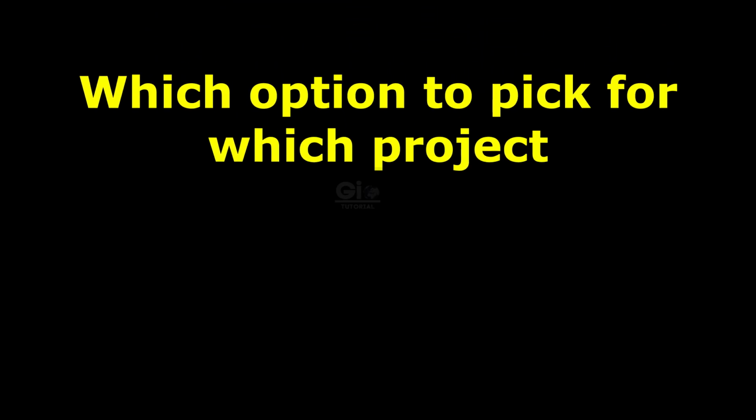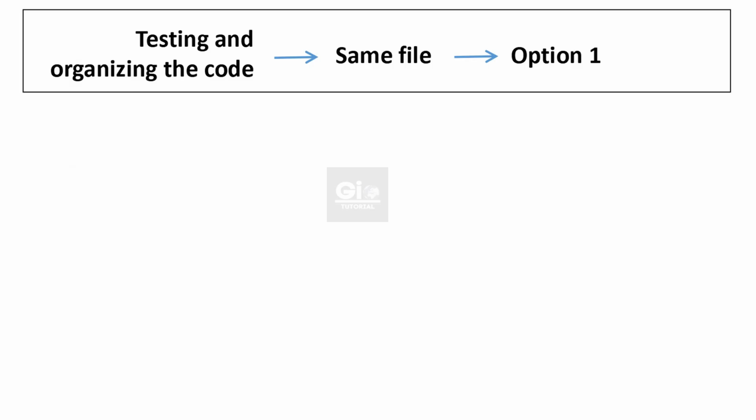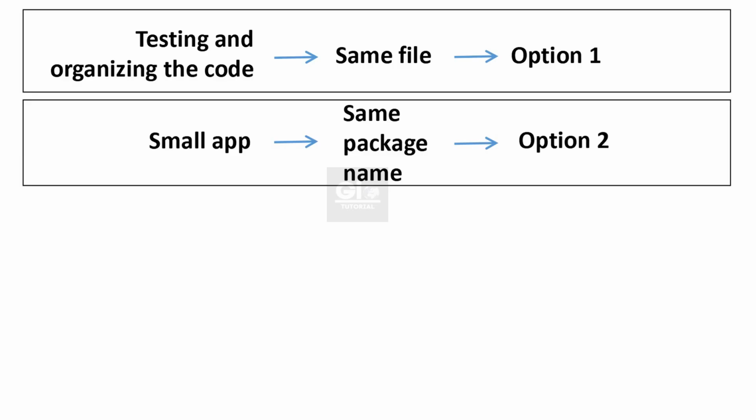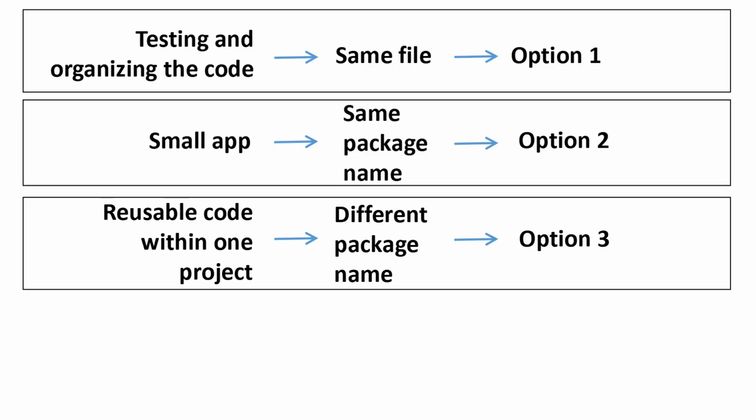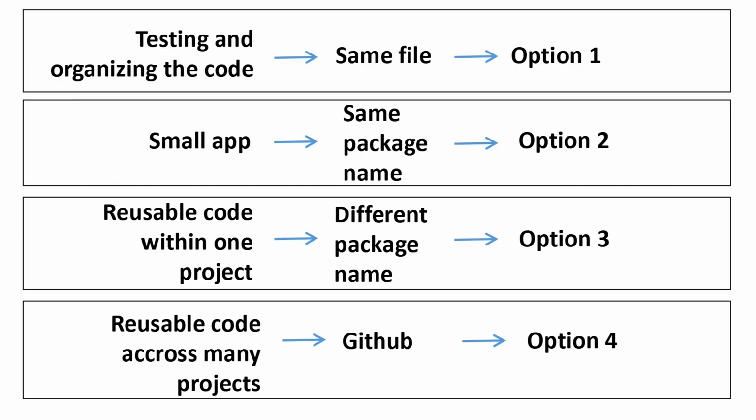So based on the project, which option someone can pick? The rule of thumb for picking the right option is like this. If we're testing and refactoring the code, option 1 is the best and the quickest. If we're building a small application, option 2 is the fit. If we're building an application where the code needs to be reused within the same project, then option 3 is the best. And if we need code to be reused across many projects in multiple locations, then option 4 is the right one.